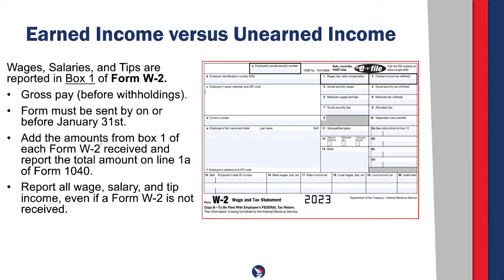Let's see. Add the amounts from box 1 from each W-2 received and report the total amount on line 1A of your 1040. That's what the software is for. So when we're working with Fusion, it's nice. The form comes up on the screen. It asks for all this information. Line 1 is going to be box 1. Line 2 is going to be, it's really easy to follow along. Fusion's going to do all the math for you. It's going to do all the figuring. All you've got to do is put in this data entry.